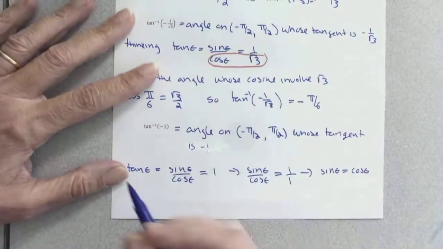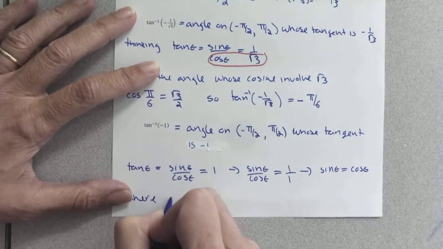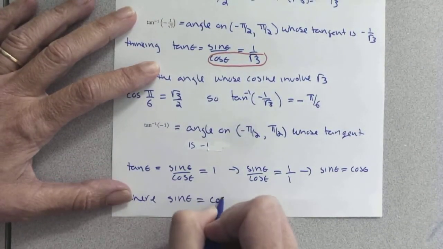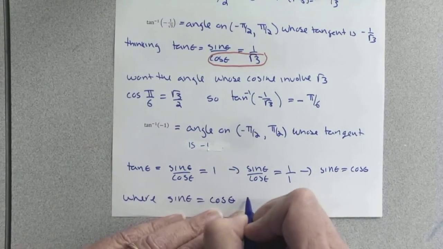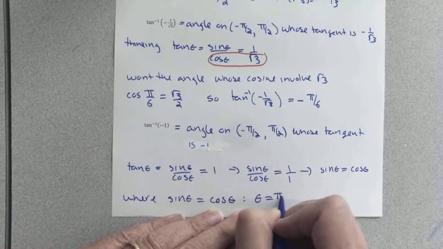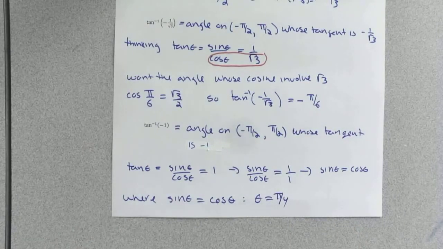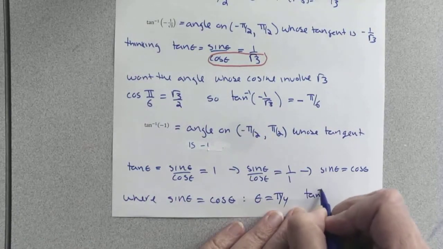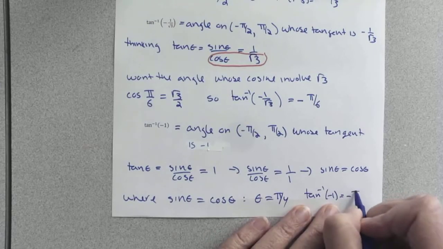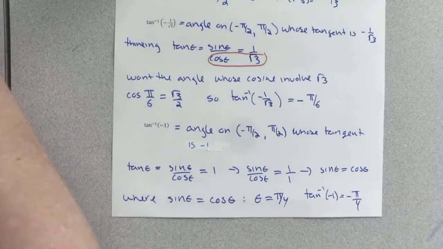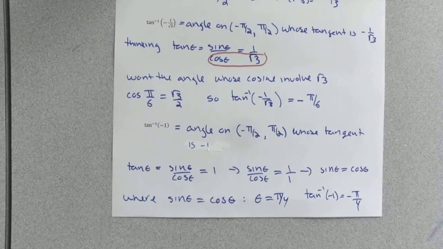And so now I want to know where sine equals cosine. And that is pi over 4. And so tan inverse of negative 1 is negative pi over 4. And so I just break it down into sine and cosine because I know my sine and cosine values very well. But like I said, if you know your tangent values really well and you can just blurt out the answers, well then just state the answers. And that's the end of this first video.